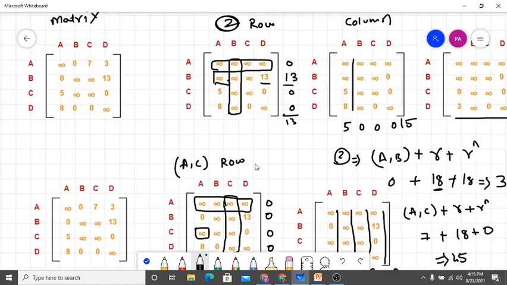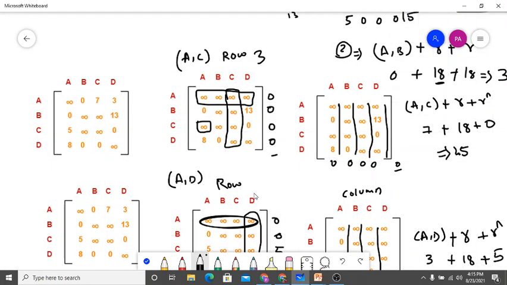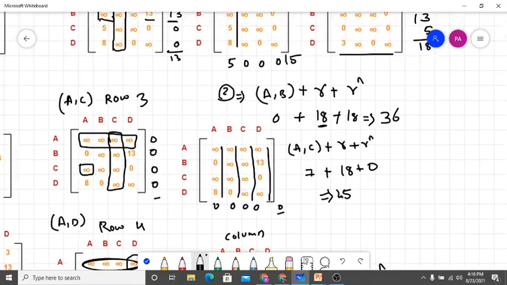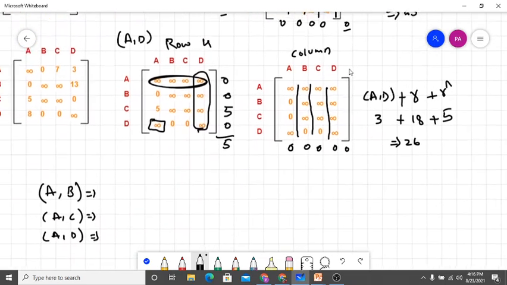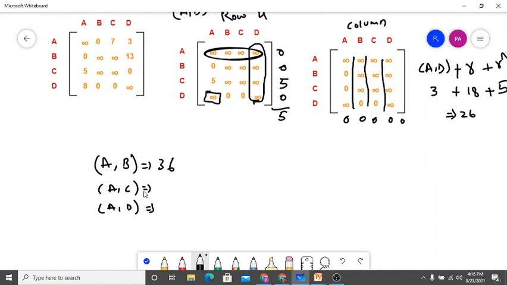Now we need to check, like this is the second and this is the third, and this is the fourth city. So here we need to write what we got as the answer from A to B, from A to C, from A to D. What is the total cost? From A to B we got 36. Okay, 36. From A to C we got 25. And A to D we got 26.